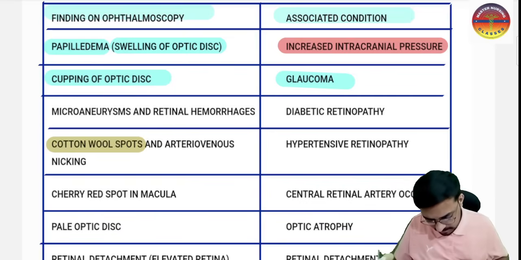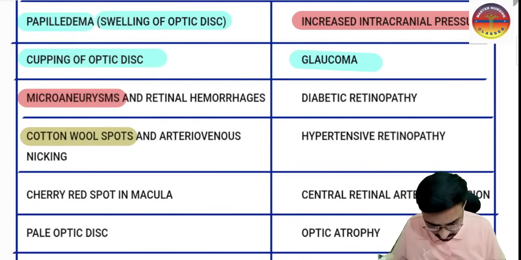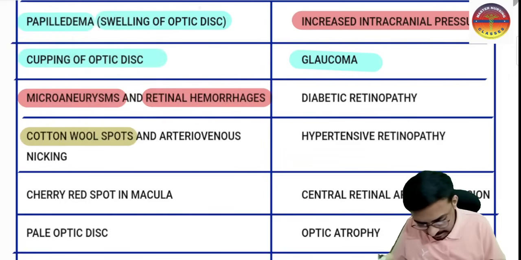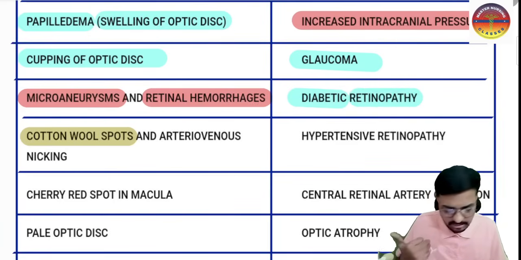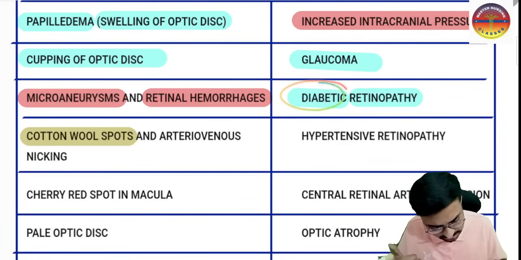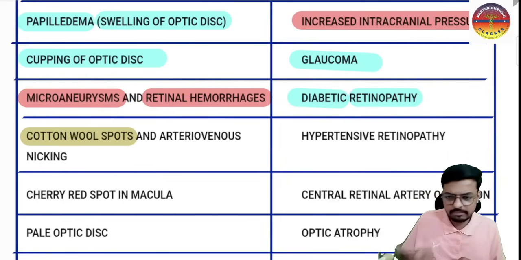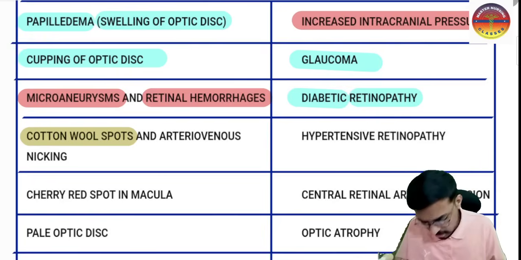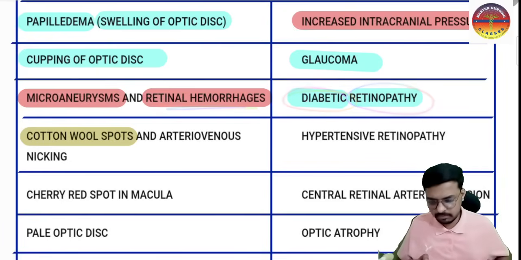Next, if we find microaneurysm and retinal hemorrhage, it will be seen in a case of diabetic retinopathy. Pathy means damage. Due to uncontrolled sugar there is damage to the retina, and we get microaneurysms, small abnormally dilated blood vessels. Microaneurysm or retinal hemorrhage is seen in diabetic retinopathy, most important.